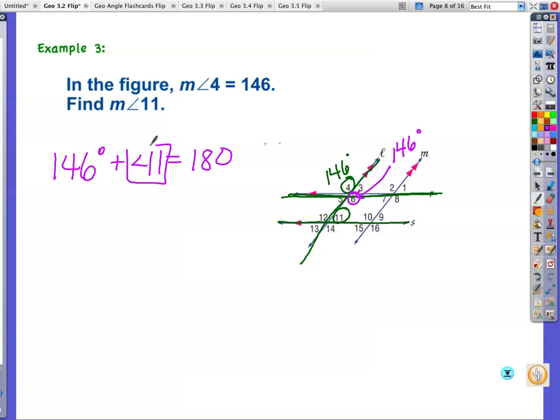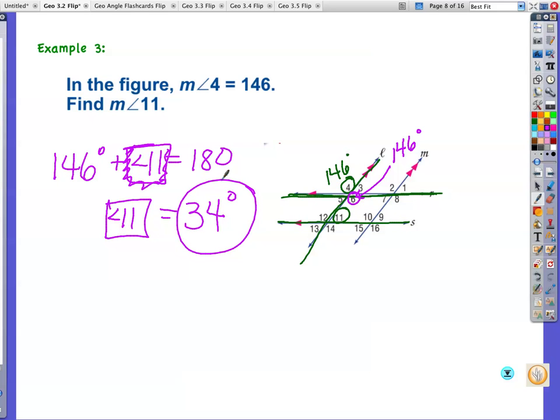It's kind of weird to put a box because it looks like a number. So I'm going to subtract 146 from 180, and I'm going to get 34. So basically angle 11 is equal to 34 degrees, because angle 6 and angle 11 are considered to be consecutive interior angles. So they have to add up to 180.